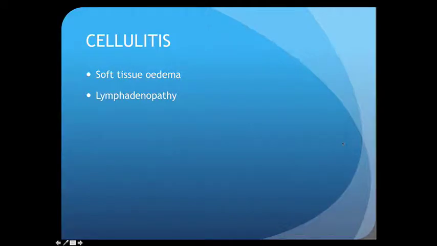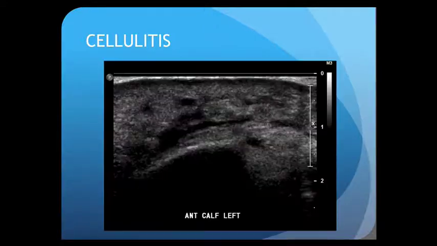We can also look for signs of cellulitis. This is a common differential for deep vein thrombosis, and in this case we look for soft tissue edema. You see fluid that spreads through the tissue planes, and it's often described as a cobblestoning appearance. As well as that, we may see associated lymphadenopathy. So here we can see the fluid in the subcutaneous tissue giving this cobblestoning appearance.